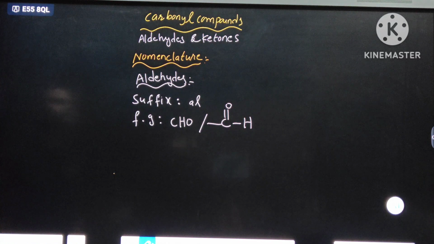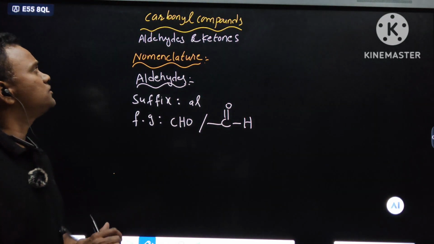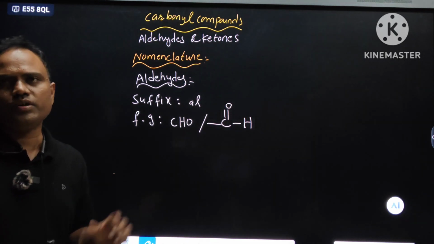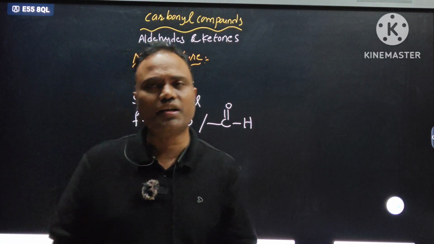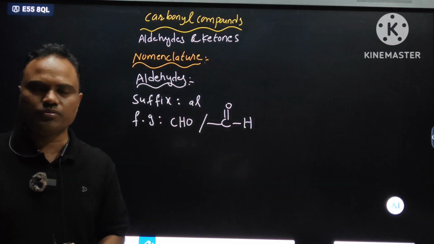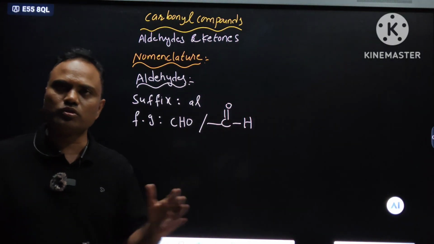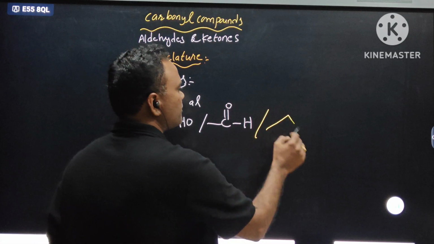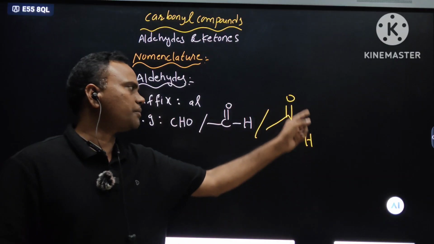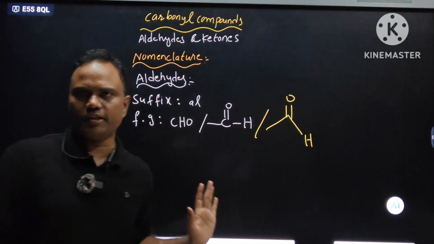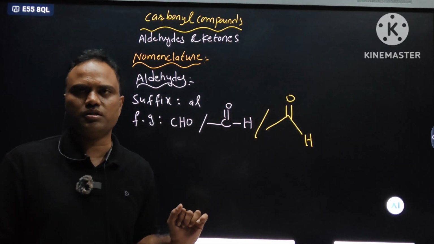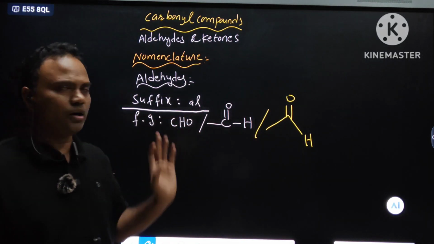Next topic, or chapter: aldehydes and ketones, under carbonyl compounds. First topic is aldehydes. The suffix is "al", which means all aldehydes end with al. The formula for aldehyde is CHO or C double bond OH. Both are the same. Sometimes we can see the bond line representation also. So don't get confused. If you observe this type of structure or unit, that is an aldehyde. CHO, C double bond OH, or a terminal C double bond OH represents aldehydes.